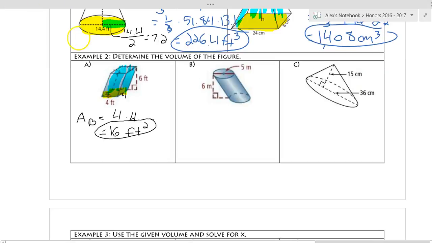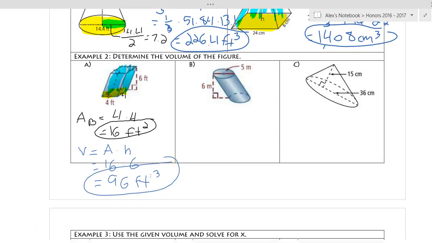So my volume is still the area times the height. So 16 times 6. So my volume is just 96 feet squared, or feet cubed. Always, let's make it nicer, because it's a three-dimensional object. So even though it's slanted, we can still find the volume.